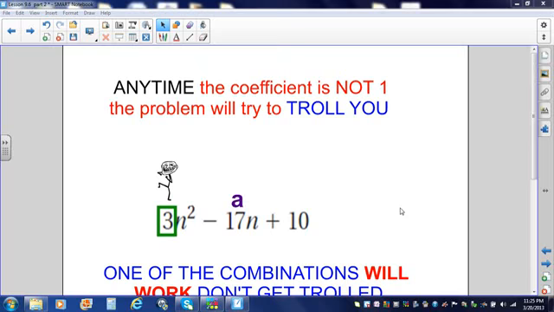Mr. Houchin wants to know, so did you find the one that works? Because we did in Kentucky. And then Mr. Houchin tells you before he leaves, remember, anytime the coefficient is not 1, the problem's trying to troll you, kid. Don't get trolled.